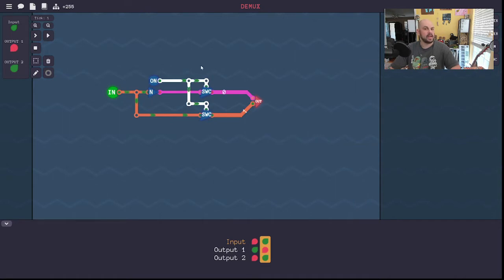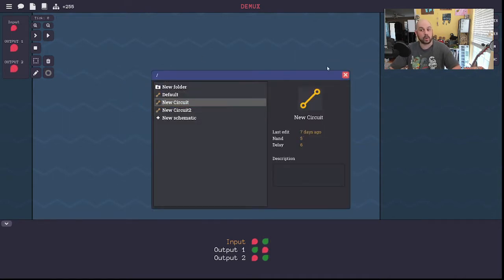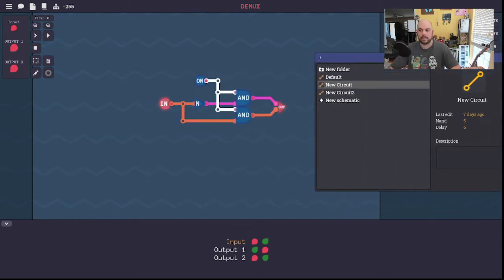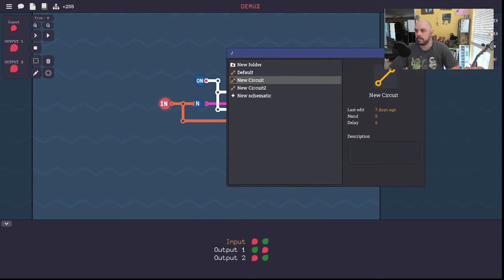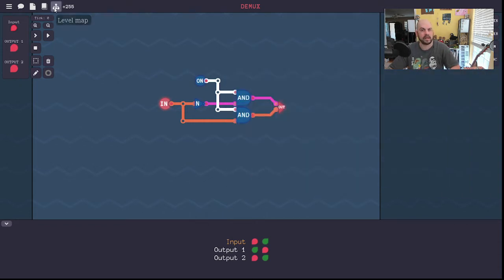So that's a demultiplexer. So this is more representative of a real-world multiplexer or demultiplexer. A multiplexer, by the way, is just the opposite of a demultiplexer. So instead of one input coming in and 2 outputs coming out, you would have 2 inputs coming in and 1 output coming out for a multiplexer. Yoink, go away. I hope that makes sense.